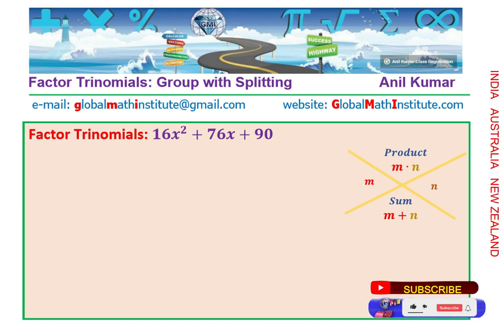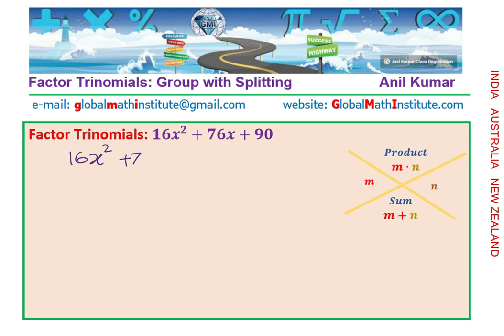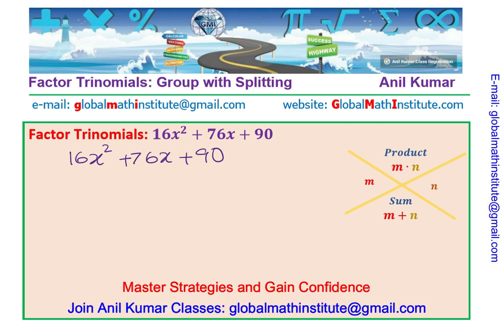Solve these questions yourself. 16x squared plus 76x plus 90. How will you do it? Well, let's copy the question first. 16x squared plus 76x plus 90. Okay. Now, what is common? Can you divide it by 2? Yes, you can, but not by 4 because 90 cannot be divided by 4, right? There's no other number, but 2 you could divide with, right?